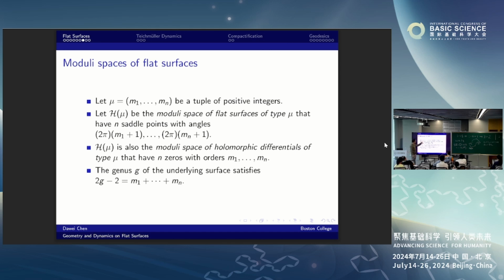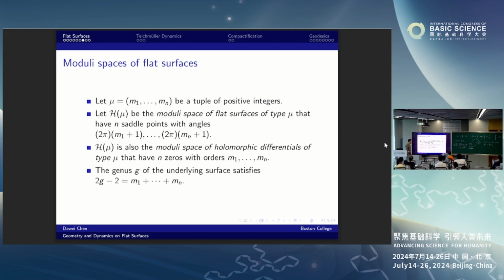So let's first create this set denoted by H mu as the moduli space of flat surfaces, or equivalently holomorphic differentials of type mu, meaning if you want to consider them as flat surfaces, as polygons with parallel edges, then we want to make sure after gluing these polygons really have exactly n special points, and each point has a given angle given by mi plus 1 times 2 pi. In other words, these n special points will become saddle points with a specified angle according to the given signature mu.